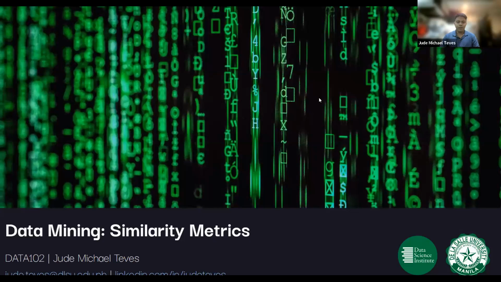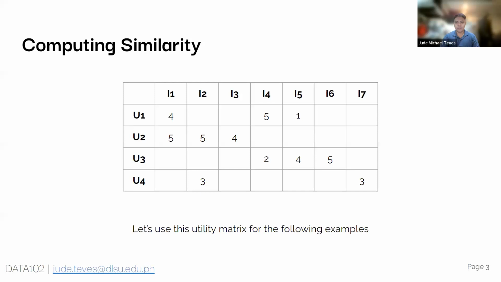Hello, everyone. For this session, we will be discussing some similarity metrics. The first thing is that we use this utility matrix for the following example. We have 4 users here and 7 items, and here are just some arbitrary values.